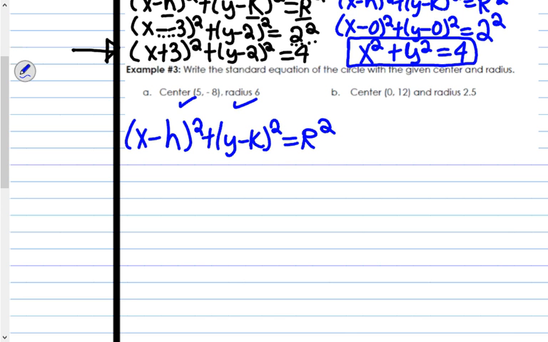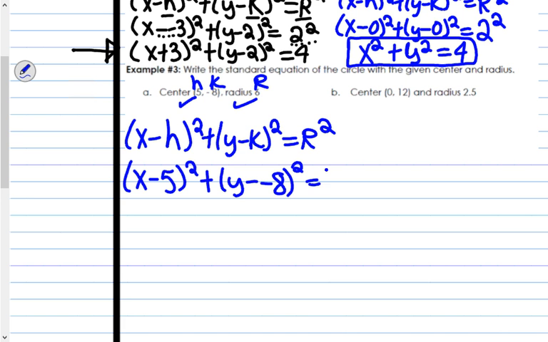You're going to replace, this is your h, this is your k, this is your r. (x minus 5) squared plus (y minus negative 8) squared equals 6 squared. And now our last step is simplify anything that needs to be simplified.